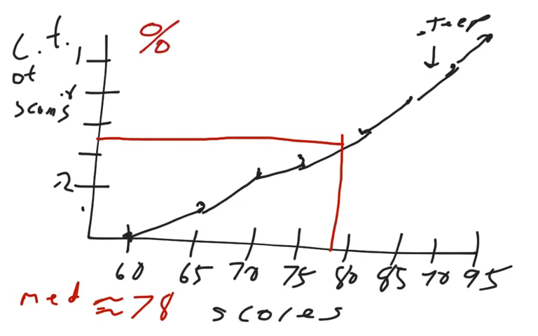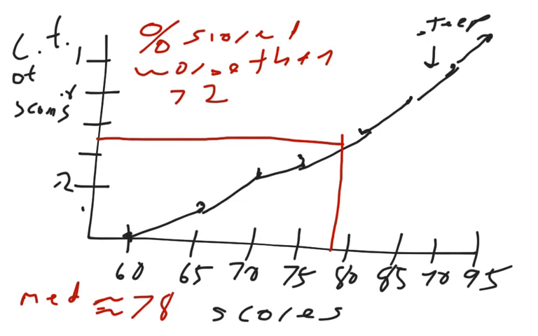Okay, one more question. Percent scored worse than 72. Well, we go up at 72, go over, and based on that, I would say about 38%. And that is it for the relative frequency and the cumulative frequency with a cumulative frequency graph.